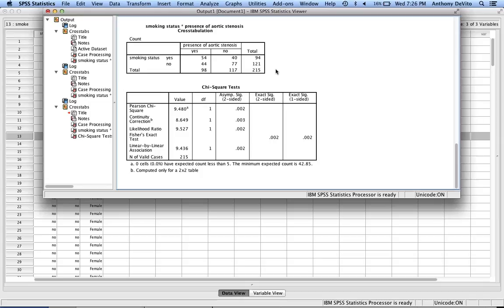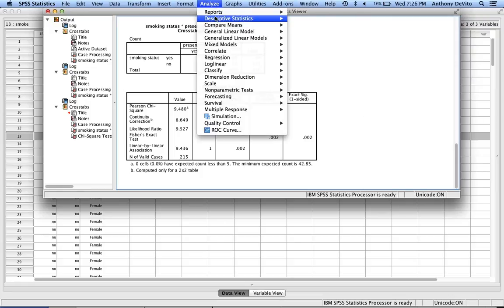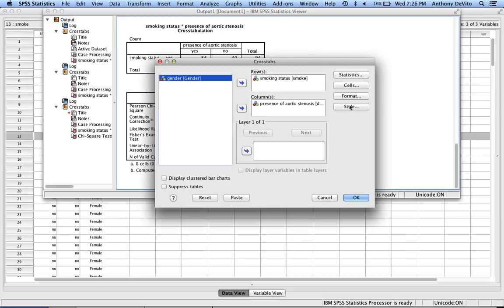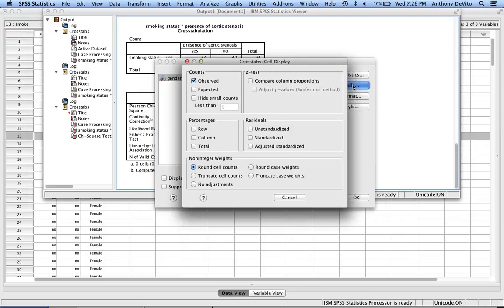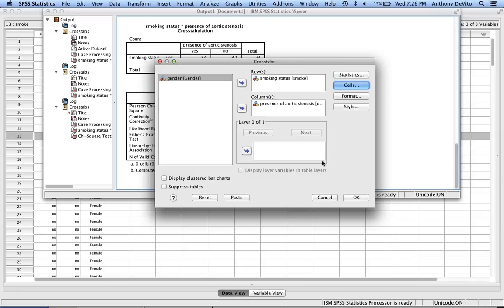Okay, so now I'm going to do one more thing. See these tables here? I went back to just the observed values. Okay, I'm going to ask SPSS, analyze, descriptive statistics, crosstabs. I'm going to go into cells. I'm going to ask it to give me the percentages by rows. I'm going to click continue and click OK.